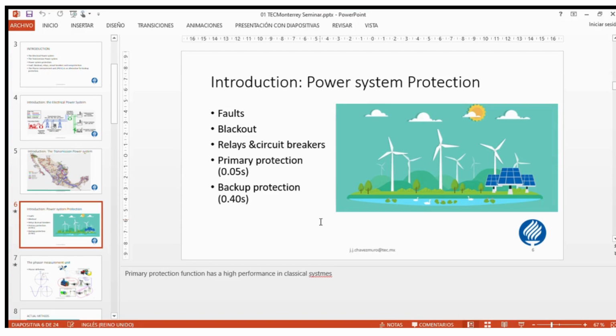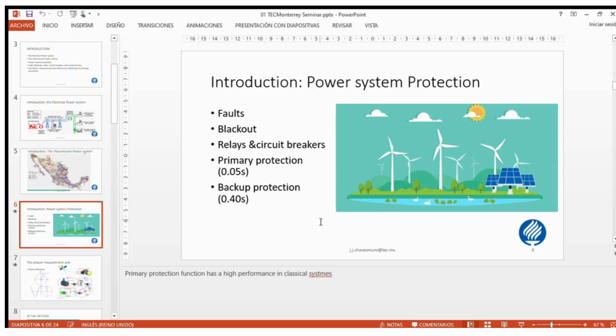And the relays work very well. As I told you, 99.98% of the time they work. With this, we are speaking about a classical system. Classical system that doesn't contain electronic devices.